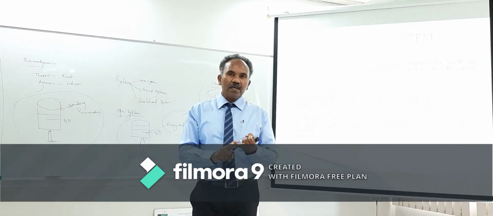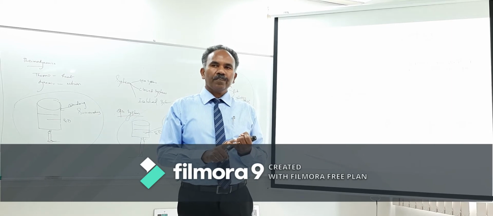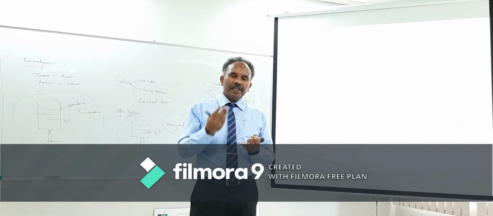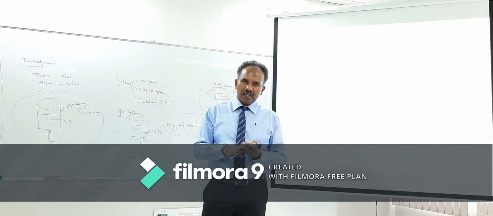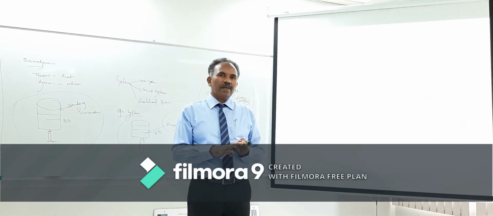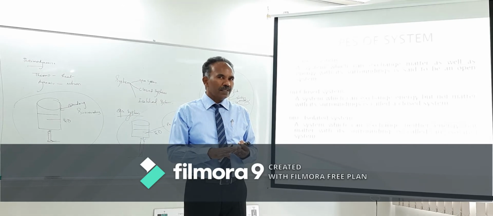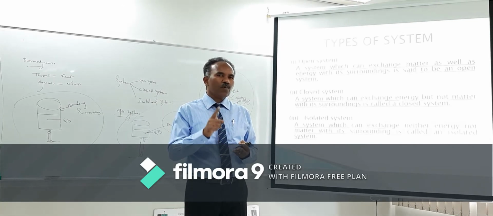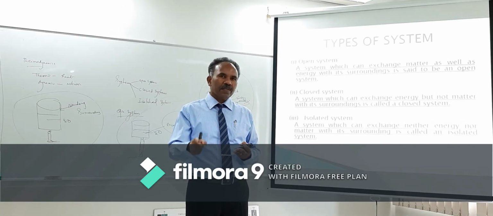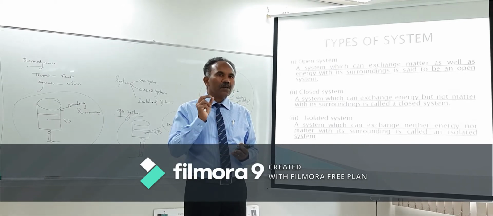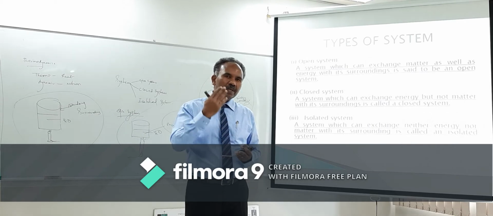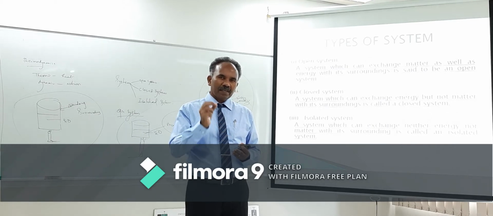Again, I am repeating: an open system can exchange both matter as well as energy with its surrounding. Whereas in a closed system, since it is closed, it can exchange only energy with the surrounding, not matter. Whereas in an isolated system, neither energy nor matter is exchanged with the surrounding.